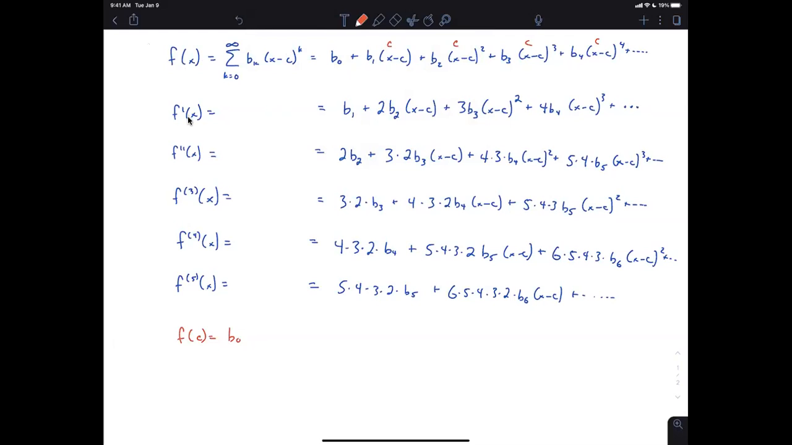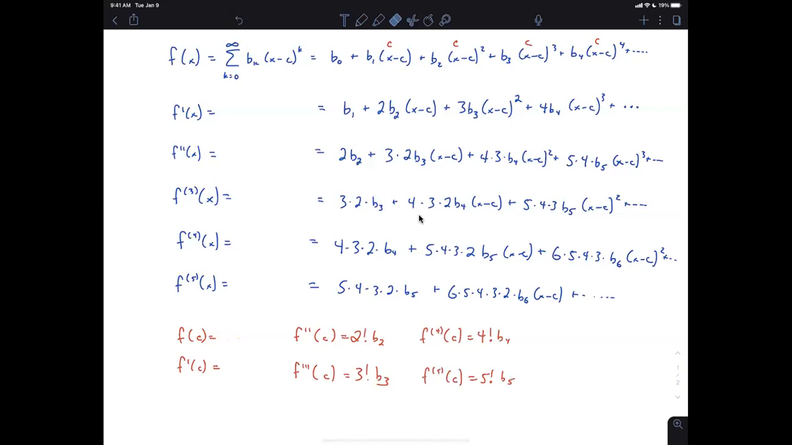And then f prime of c is equal to b1. f double prime of c is equal to 2 factorial b2. f triple prime of c is equal to 3 factorial b3, because the rest of these get zeroed out. The fourth derivative at c is 4 factorial b4. Fifth derivative at c is 5 factorial b5.